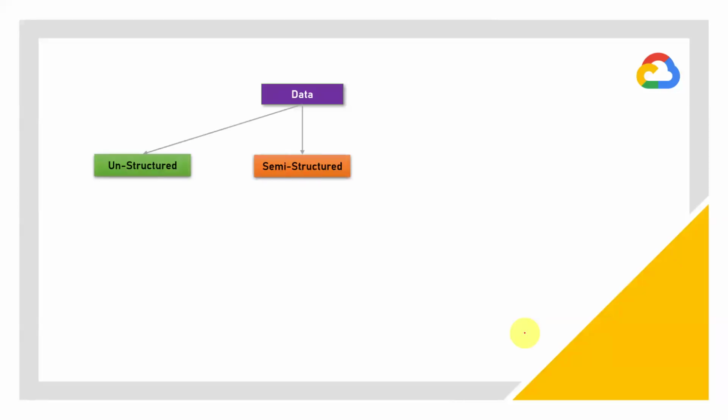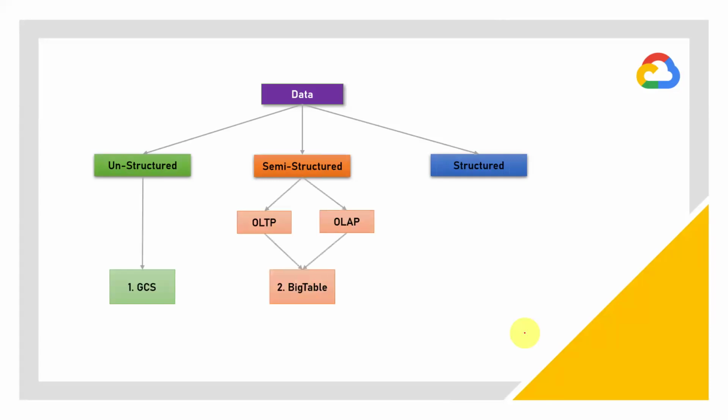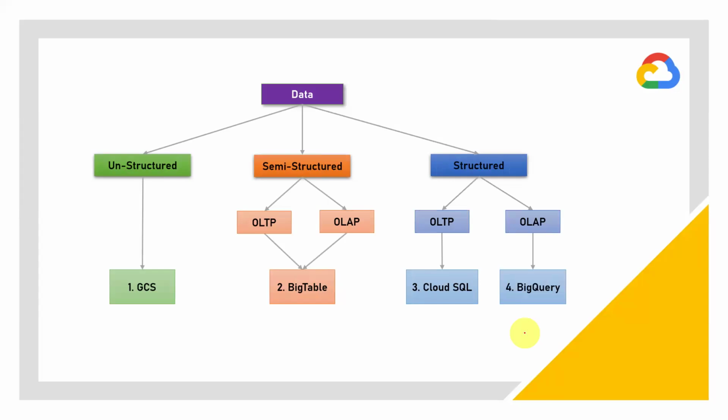Once the cloud basics are completed, we are going to enter the data engineering services. We start with data, which is categorized into three things: unstructured data, semi-structured data, and structured data. To work with unstructured data, we have GCS, Google Cloud Storage. For semi-structured data, we have Bigtable. For structured OLTP, we have Cloud SQL. For structured OLAP, we have BigQuery. So in total, four data storage and database services.